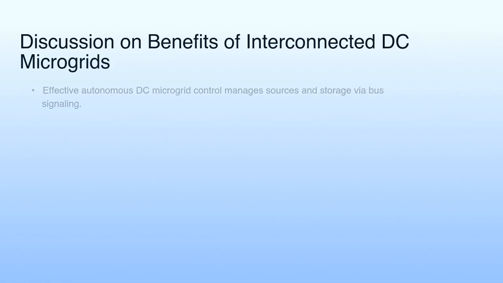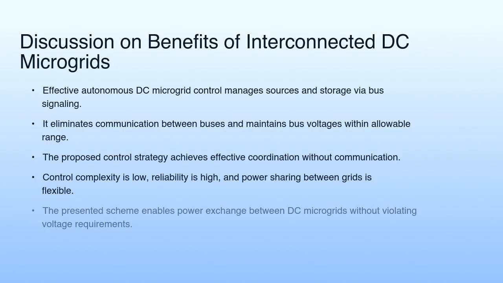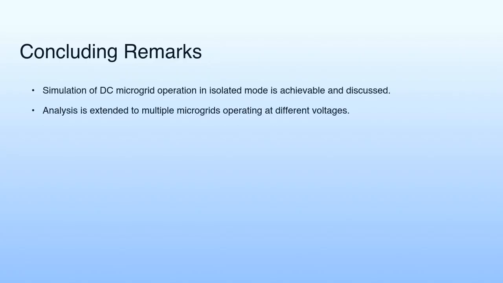The effective autonomous control manages sources and storage through bus signaling, maintaining bus voltages within allowable ranges without the need for communication between buses, ensuring high reliability and flexible power sharing. Overall, the analysis demonstrates the feasibility of DC microgrid operation in isolated mode and the benefits of interconnecting multiple microgrids operating at different voltages, enabling mutual support and optimized renewable energy utilization.